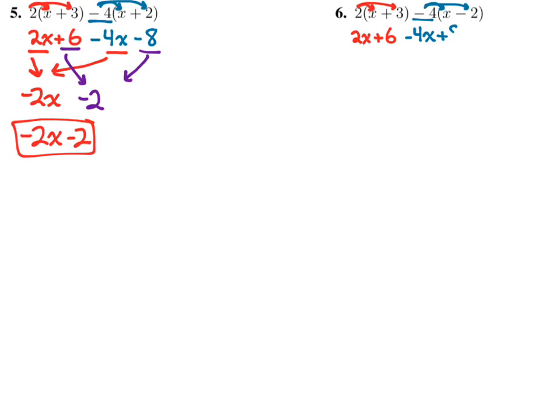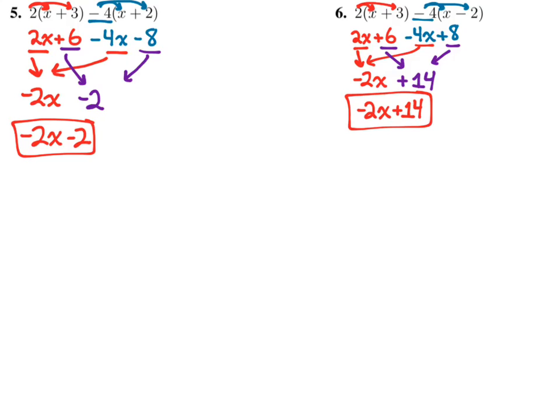Negative 4, again, distributing on that right half. Again, like terms. Like terms again for the 6 and the 8. And it's negative 2x plus 14. Boom, boom. The trick on number 6 is to notice that negative 4 multiplied with negative 2 on the right bit to make positive 8. Okay, that's it for the first page.